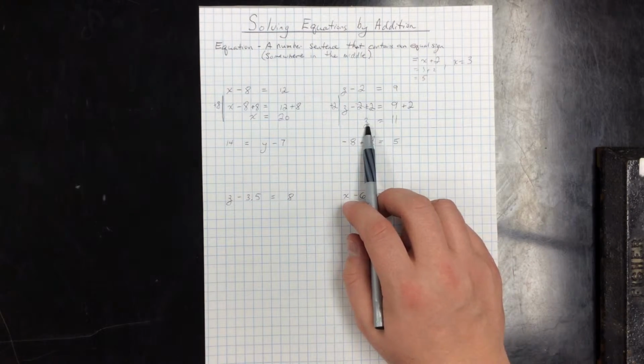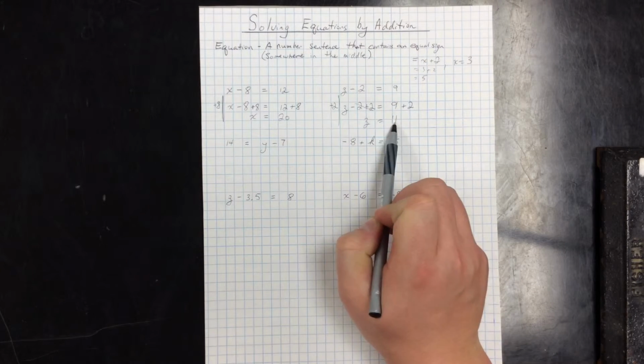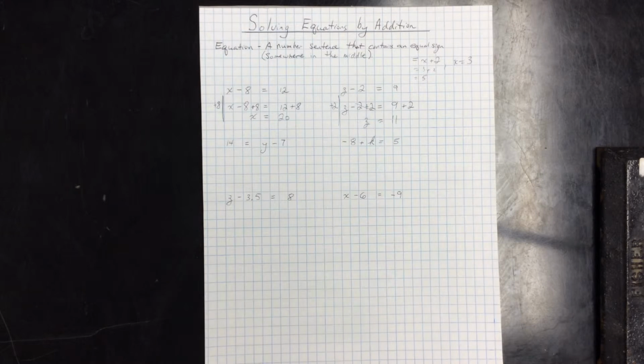I could take that back into my original and check it and make sure it's right. So now I say z is equal to 11. 11 minus 2 is 9. 9 equals 9. Yeah, I got it right.